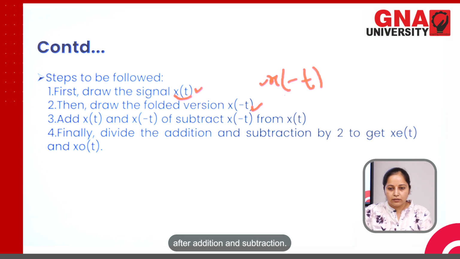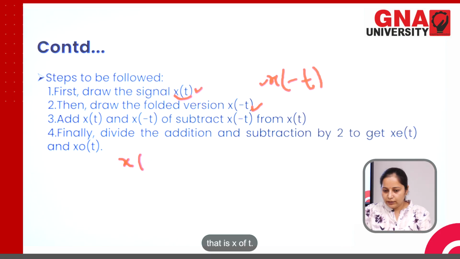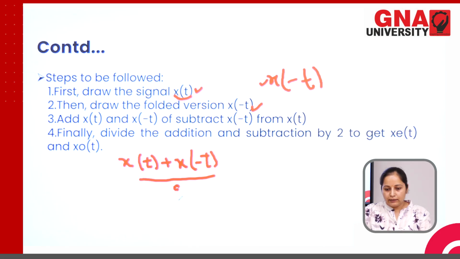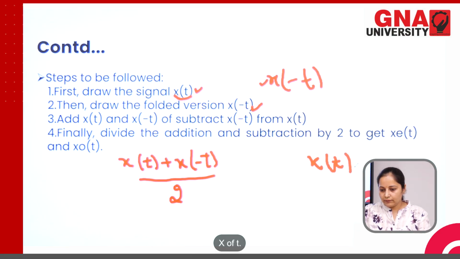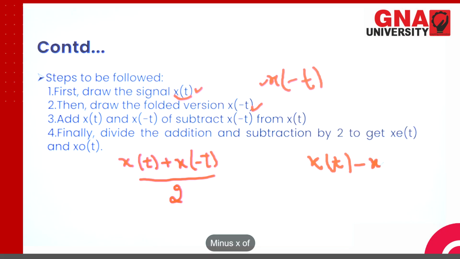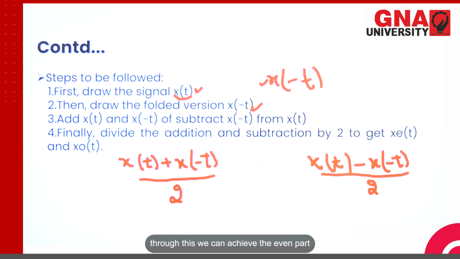After addition and subtraction, what to do? Divide the added part, that is x of t plus x of minus t, by 2 for the even part of the signal. And for the odd part, x of t minus x of minus t by 2. Through this we can obtain the even part and odd part of the signal.